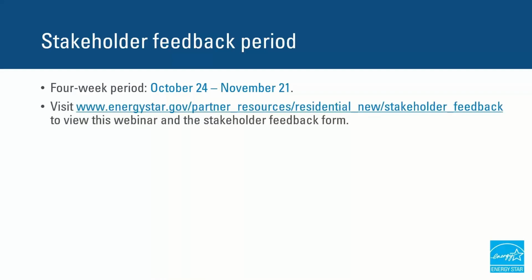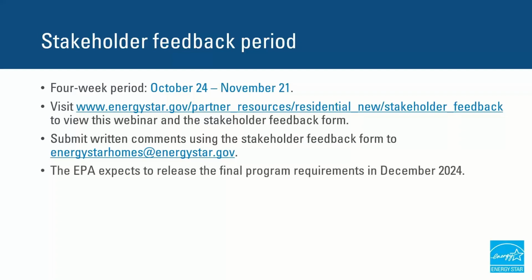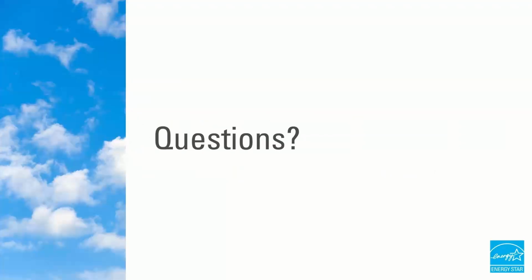Before finalizing these proposals, we're holding a 4-week stakeholder feedback period. It kicks off today, October 24th, and it runs through November 21st. You can visit the link that's shown here to view this webinar and the stakeholder feedback form. Using that feedback form, you can submit comments to us at EnergyStarHomes@energystar.gov. And our current expectation is that we'll release the final program requirements in December. With that, let's open it up for questions.